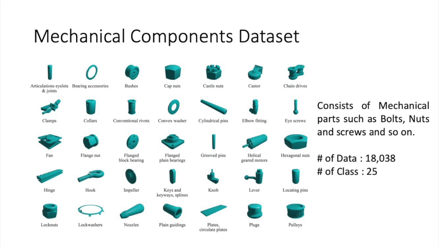The mechanical components dataset is a dataset I collected for training features of mechanical parts. The dataset consists of mechanical parts such as bolts, nuts, screws, and so on. The dataset has 18,000 data with 25 classes, and these are examples of the mechanical components dataset.